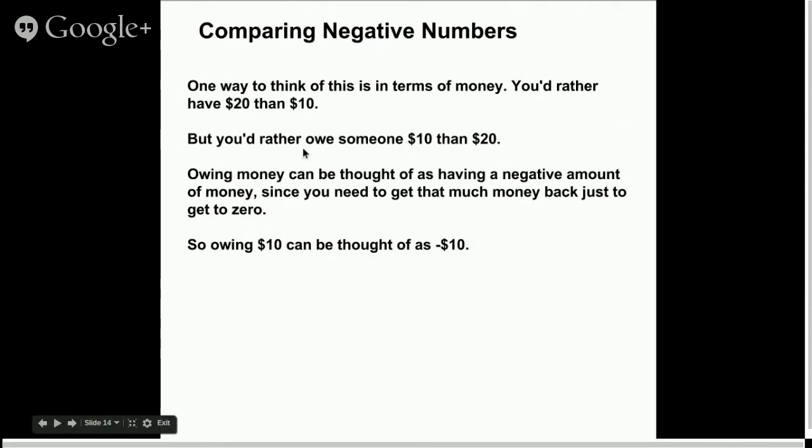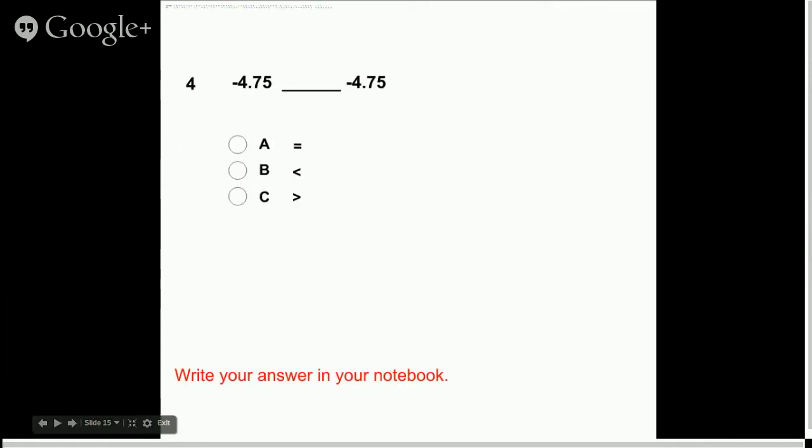Here's a good way to think about it. Negative money would be owing somebody money. Would you rather owe somebody $10 or $20? Obviously, you'd rather owe somebody $10 because that's less money for you to owe. Okay. All right. Write your answer to this in your notebook. Go ahead and pause it. Correct answer is A, equals.